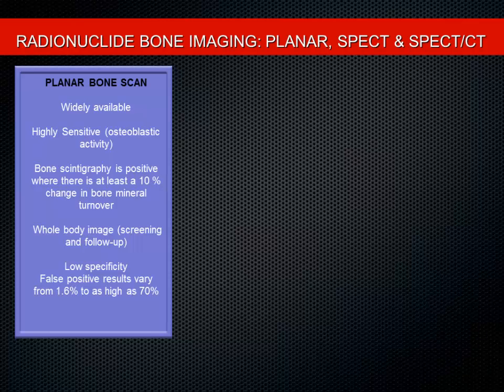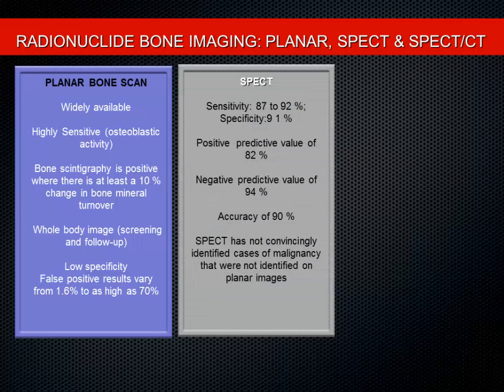But the problem is specificity. If you pull the literature for the last 30 to 40 years, specificity varies from about 2% to 70%, because especially in the spine, there's often a combination of degenerative disease, and you can often get it wrong, which I will show in my SPECT talk. People thought that moving towards SPECT technology would improve our sensitivity and specificity, but SPECT has not convincingly identified lesions which are not identified on planar images. So we need something more robust, close to 90% or 95%.